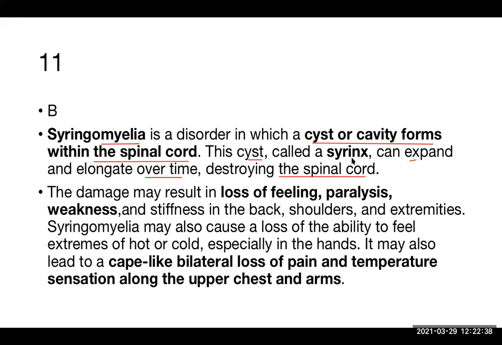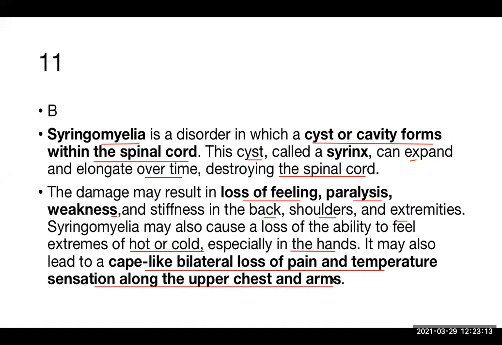a lot of clinical features. The damage may result in loss of feeling or sensation, paralysis, and weakness, and stiffness in the back, shoulders, and extremities. These are the important features. Syringomyelia may also cause a loss of ability to feel extremes of hot or cold. See, look at the features of spinothalamic tract again, especially in the hand. It may also lead to cape-like bilateral loss of pain and temperature sensation along the upper chest and arm.